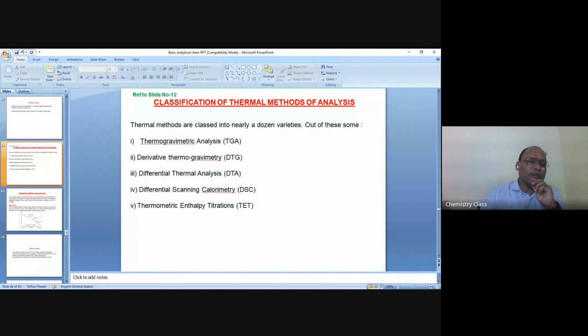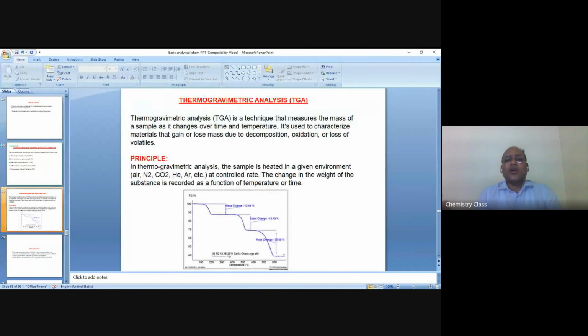So in the thermal method of analysis, first we will go to thermogravimetric analysis, TGA. Thermogravimetric analysis is a technique that measures the mass of a sample as it changes over time and temperature. Suppose you know the expansion and contraction process. This is a physical process: if we put iron in heat, such as sunlight, it will expand, and when the temperature is low, it will be compressed.